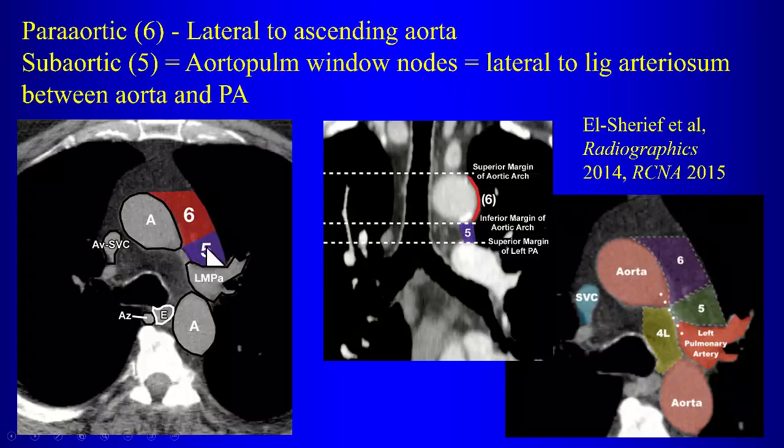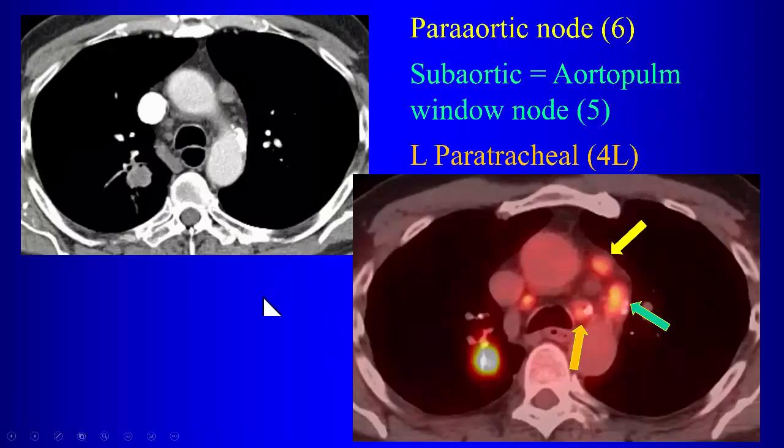So lateral to that, over here, is where we would find the aortopulmonary window lymph nodes. So those nodes, the line of the ligamentum arteriosum would be around this region, okay, connecting the aorta to the pulmonary artery. So lateral to that is the region of the aortopulmonary window lymph nodes. So here are some examples of these lymph nodes.